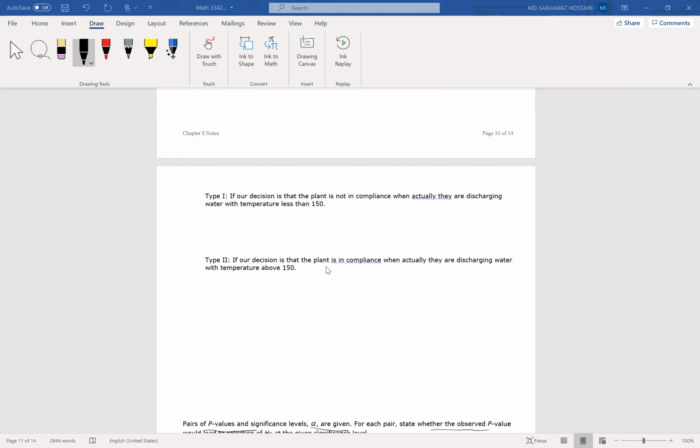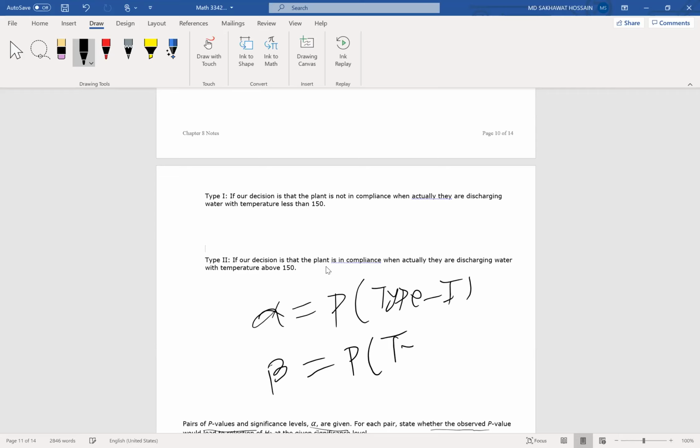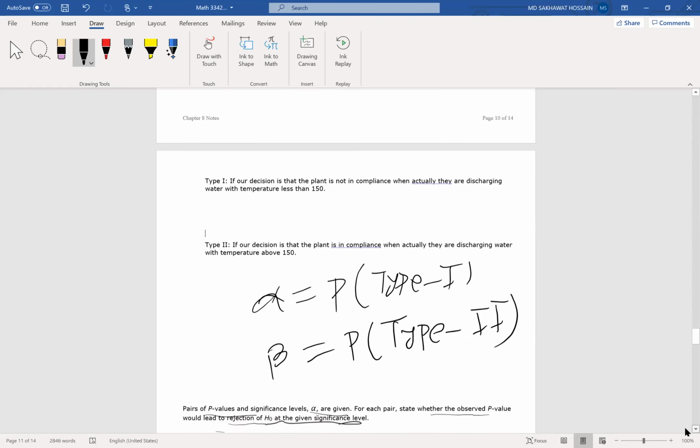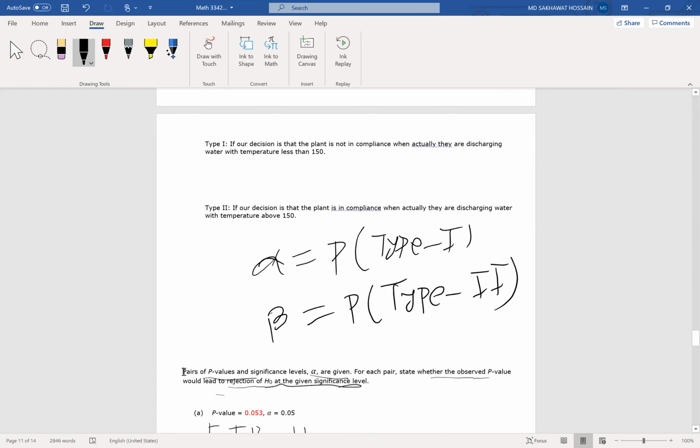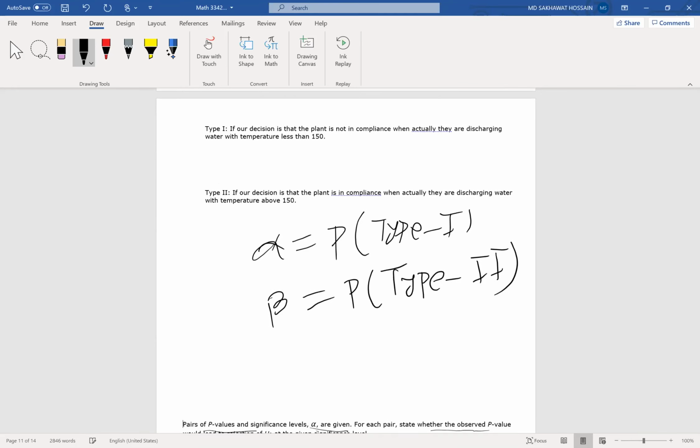So the alpha and beta values. Alpha is the probability of type 1 error, and beta is the probability of type 2 error. Okay, so if you consider a small alpha, then your beta will be large if all the other values are fixed.